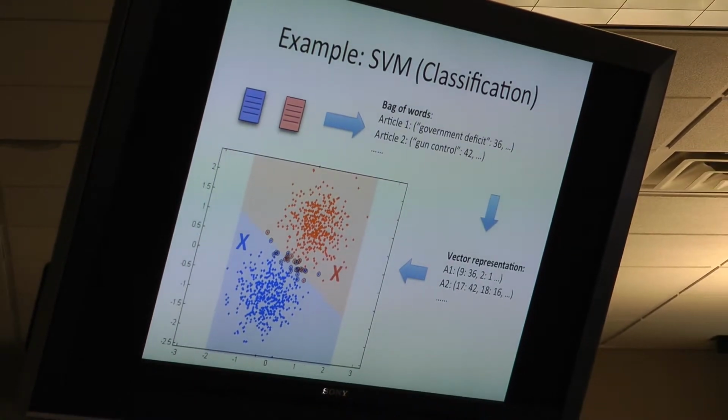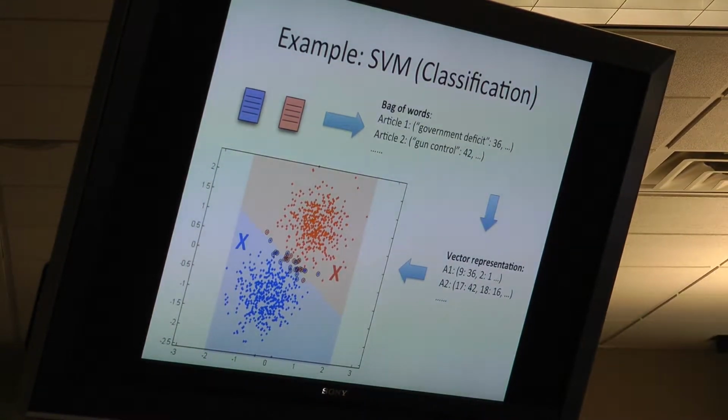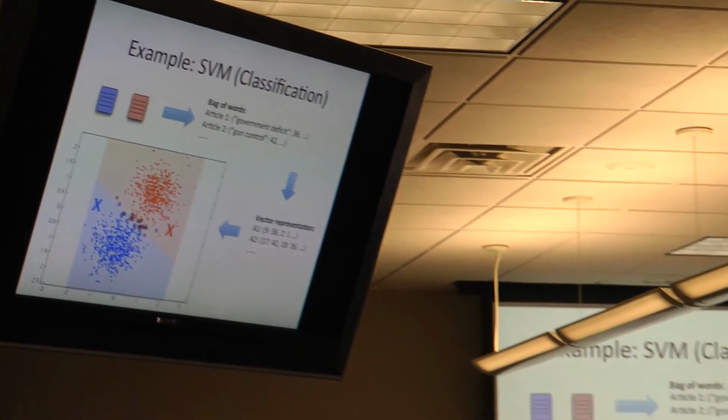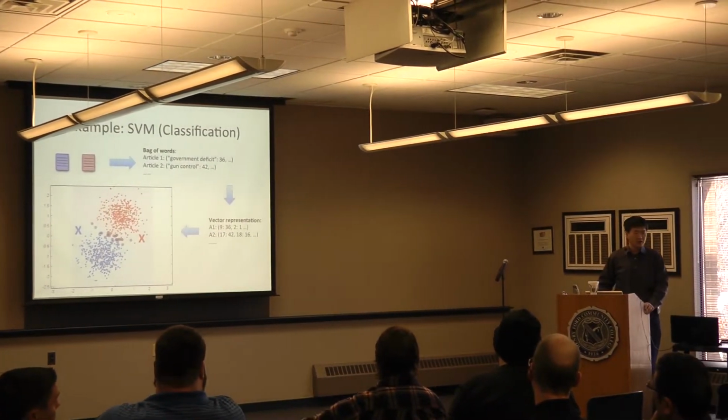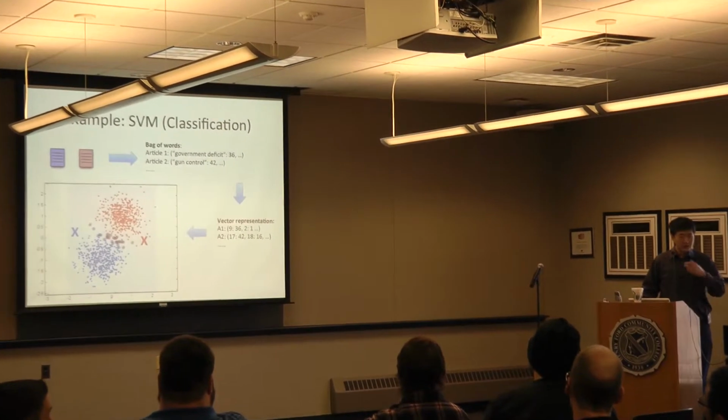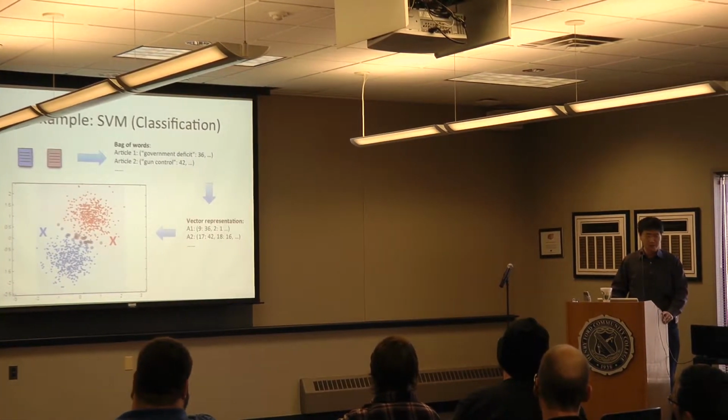Yes? Sorry, what are the axes representing on that graph? The axes are just dimensions of this vector. It usually should be multi-dimensional, maybe hundreds of dimensions. But just to show how it works, I just use 2 dimensions. Does that answer your question?